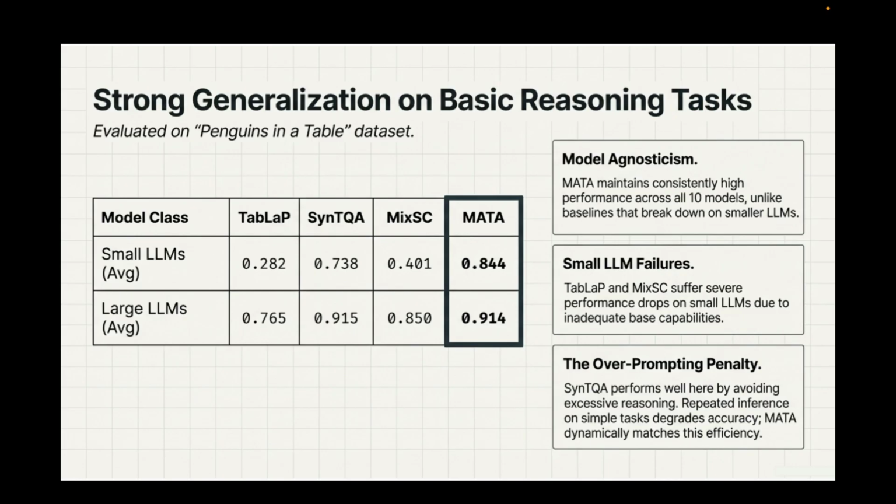Another important observation here is that more reasoning is not always better. On simpler tasks, if you add too many extra prompts or too many repeated reasoning steps, the performance can actually drop. That is why the slide refers to an over prompting penalty. MARTA avoids that problem by not blindly using every reasoning path all the time. Instead, it uses tools like the scheduler and confidence checker to decide when extra work is worth it. So the overall message of this slide is that on easier tasks, MARTA stays accurate while also being more disciplined about computation.